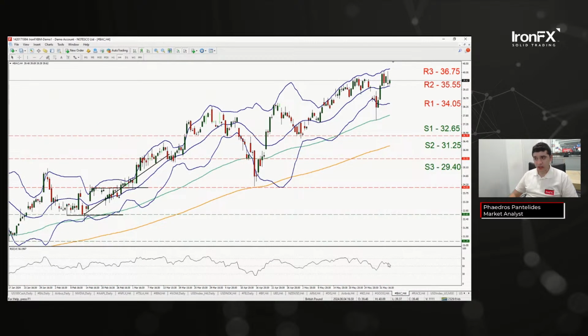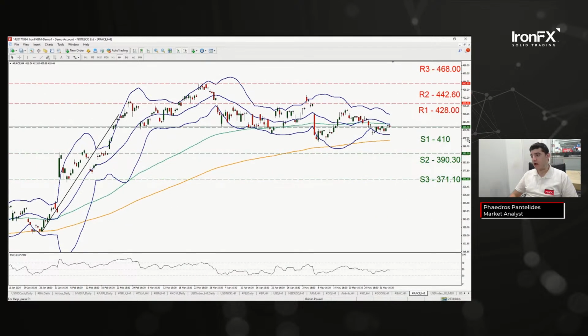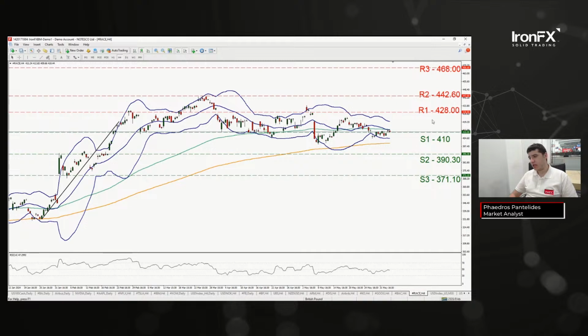Bank of America resting above 50, slightly bullish. Ferrari resting above the S1 level of 410, sideways bias, not bullish but nor bearish.